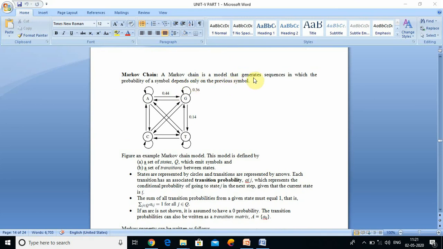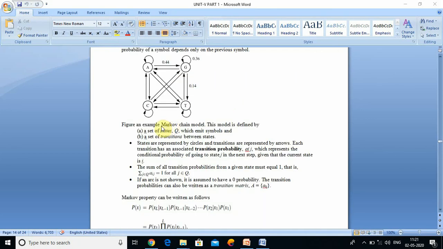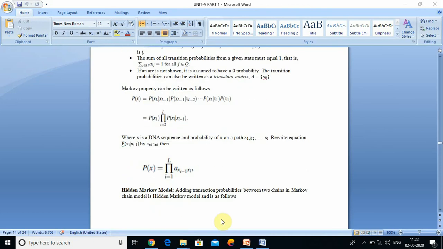This diagram refers to the Markov chain. A Markov chain is a model that generates sequences in which the probability of a symbol depends only on the previous symbol. This diagram indicates an example of the Markov chain model. This model is defined by a set of states and a set of transitions between the states. Try to observe all these points.